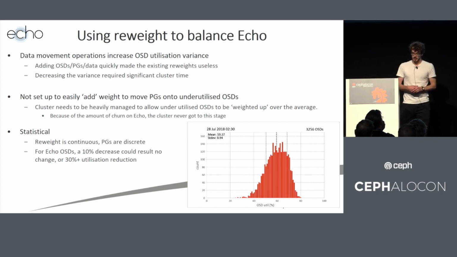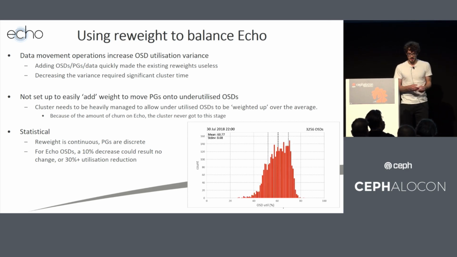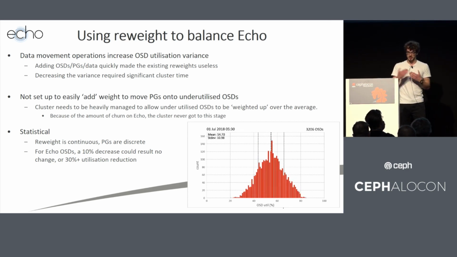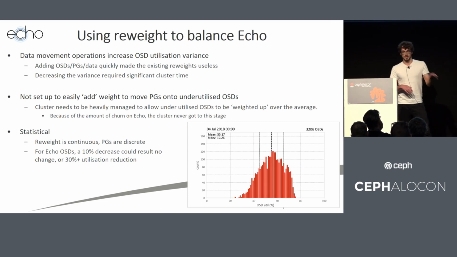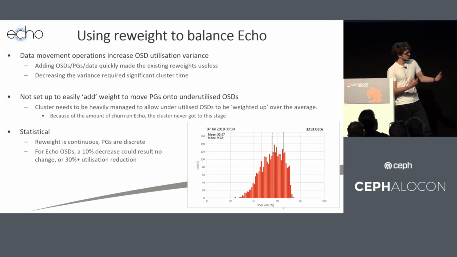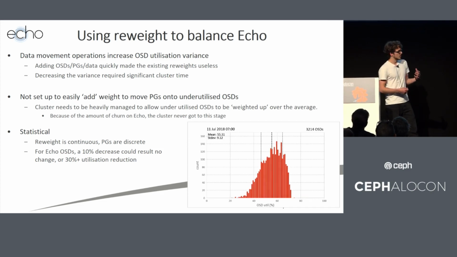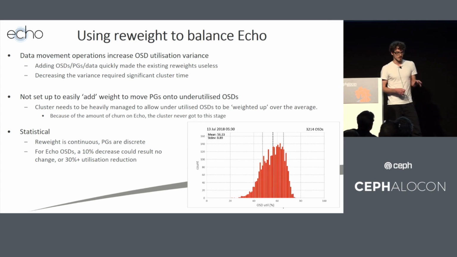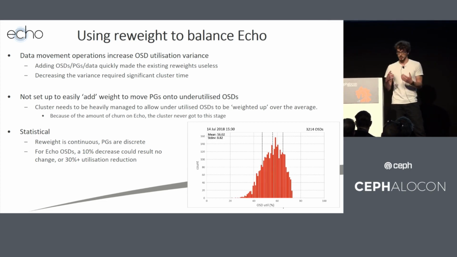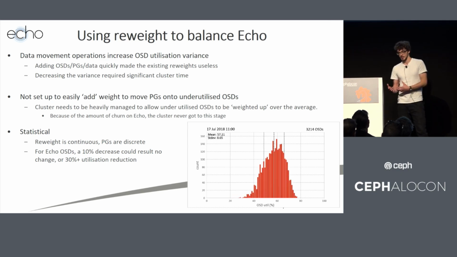the issue, I think, in particular with Echo for using reweight by utilization is it's a continuous thing. You instinctively say, well, if I weight something down by a few percent, I expect a few percent of data to move off it. At this point in Echo's existence, it had very large placement groups. So I think an individual placement group was around 5% of any particular OSD's total utilization. Those were the big data placement groups, and so each OSD would only have a handful of them.